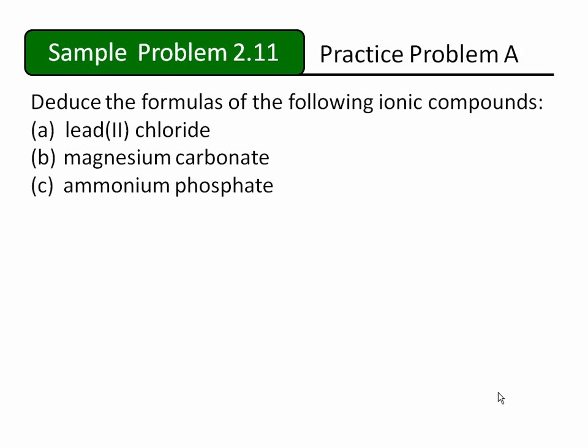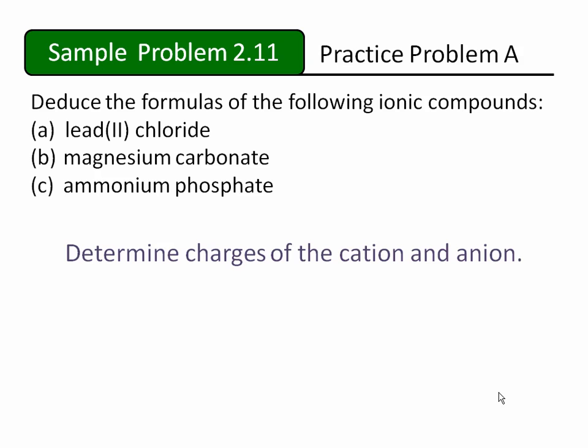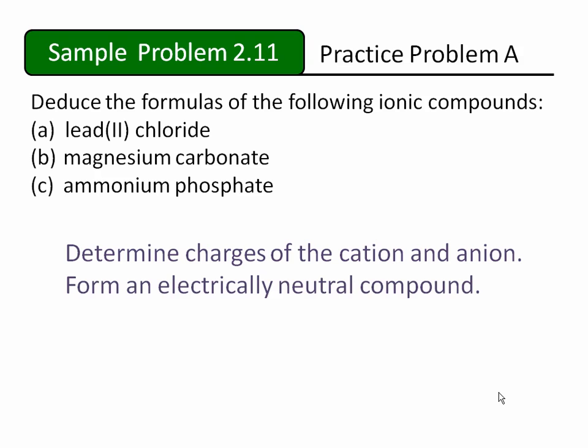The goal is to form a compound that has no overall charge using the smallest ratio of cation and anion possible. We'll need to determine the charge of the cation and anion based on the names of the compounds, and then we will need to combine these ions in such a way that the total positive and negative charges add to 0. In other words, we'll need to form an electrically neutral compound.